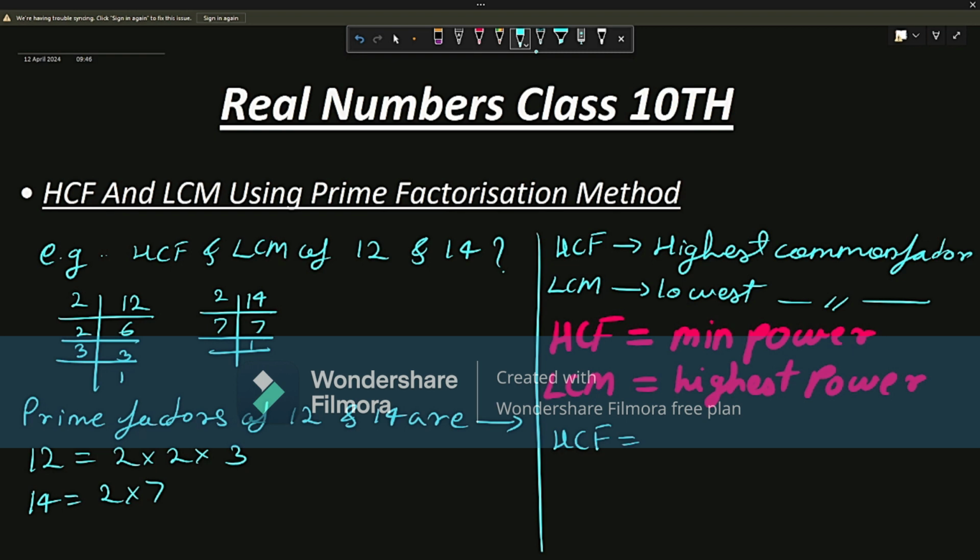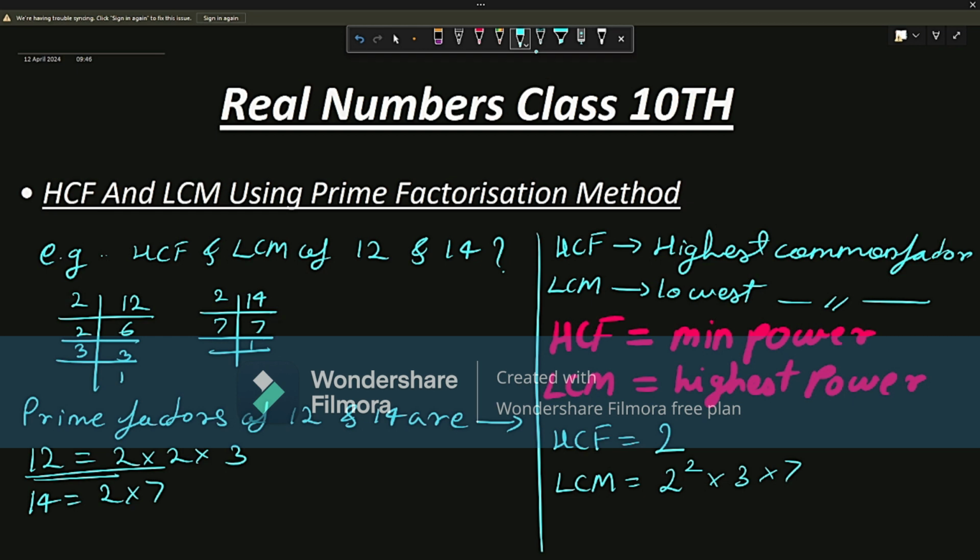Okay, so now for HCF, you need to see which term is common. Here, if we look at the prime factors of 12 and 14, 2 is common. Then is there anything else common? No. So HCF is only 2. Now LCM. While taking LCM, you need to see which prime factor has the highest power. Suppose we have 12 over here. 12 has how many 2's? 2 times, that means 2 square. So in the LCM, you will take 2 square, and then you will take 3 and then 7.